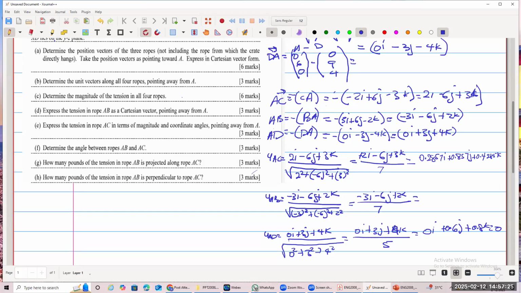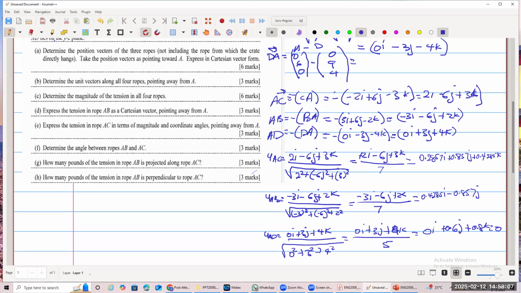The AB. For AB, what was it again? The first one, we know the first one is minus. Let me see if I get that right. So it is 0.4285I. Then what is J now? There's a negative, which is going to be 0.857J. Let me look if those values are correct. For the one for AC, it's supposed to be minus 0.857.